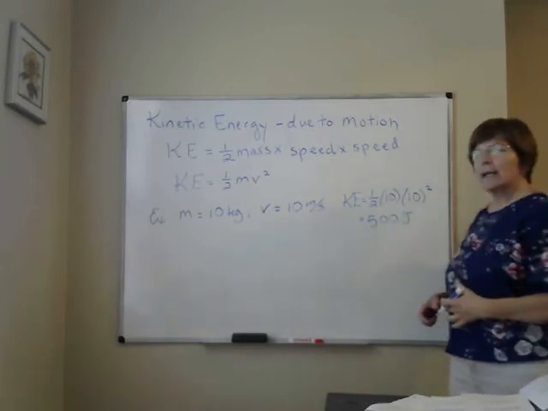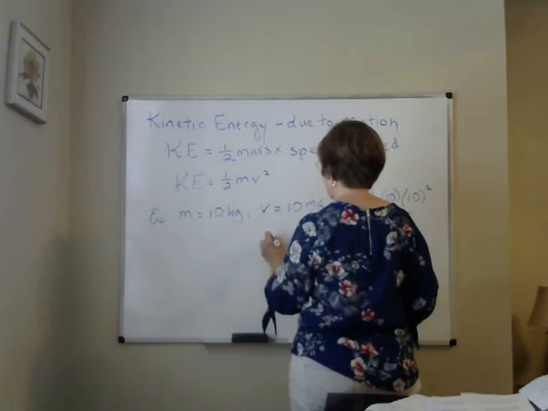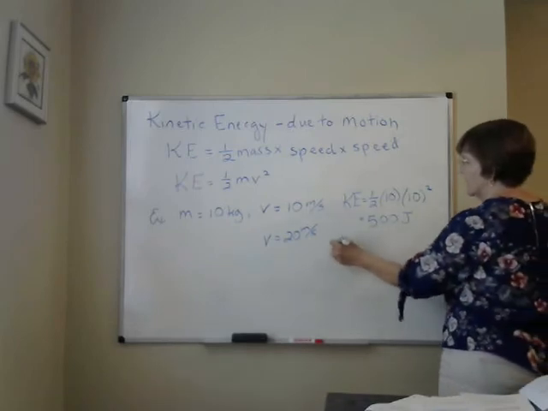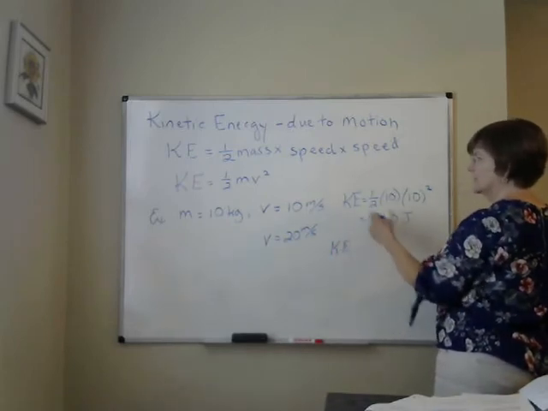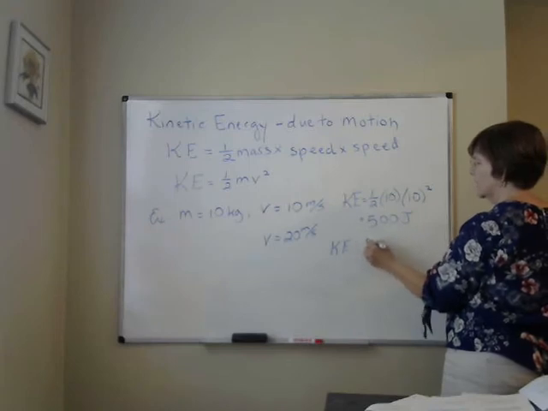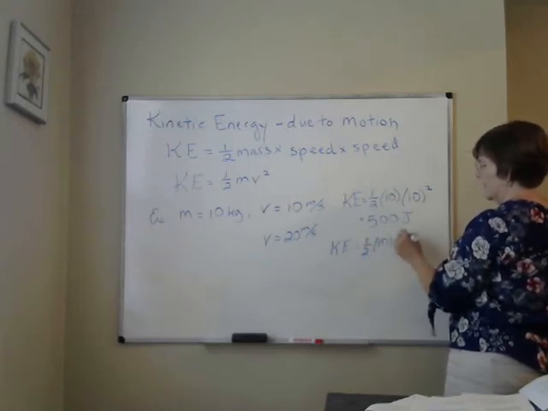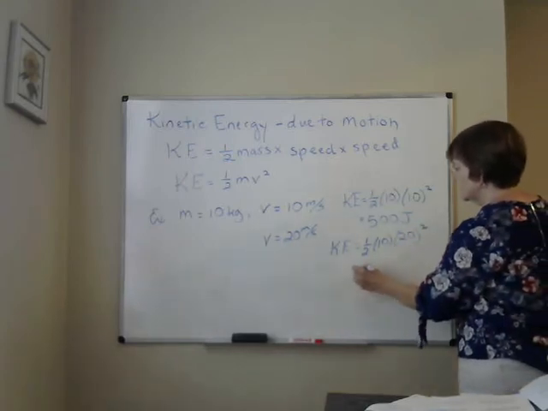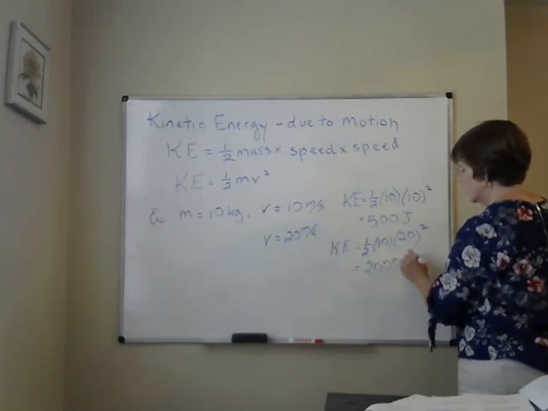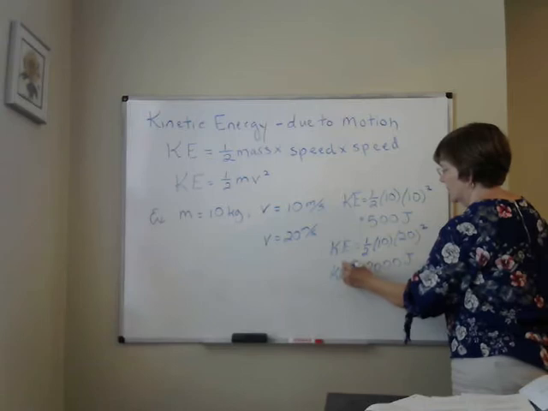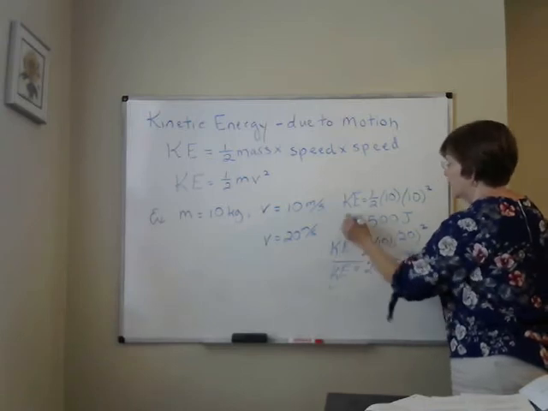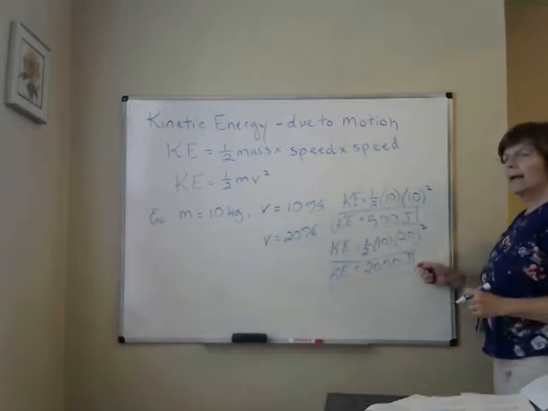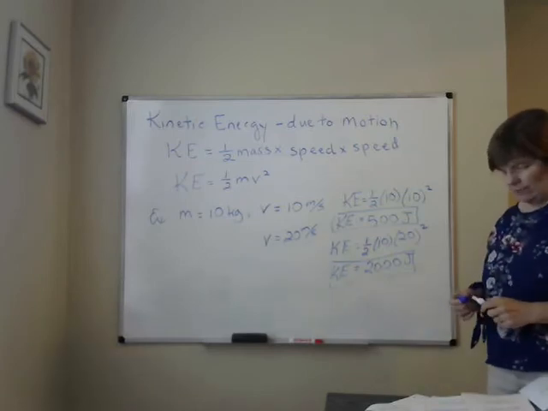If I let that same mass have a speed of 20, if I double the speed, my new kinetic energy isn't double. Doubling the speed won't double it. It will come out to be, well, 20 squared is 400 times 5. It comes out to be 2,000 joules. So, in effect, if we doubled the speed, we'd have 4 times as much kinetic energy.